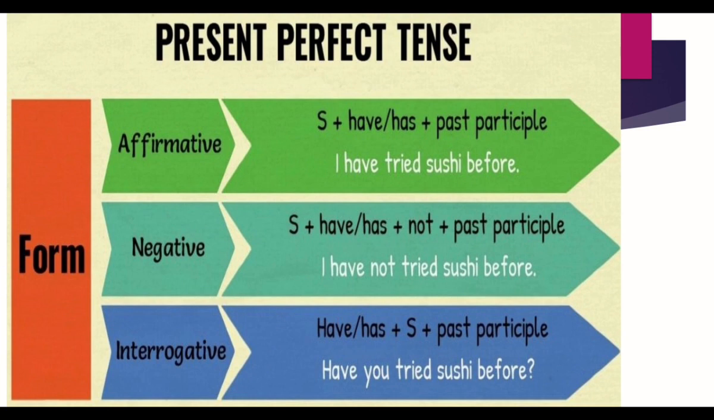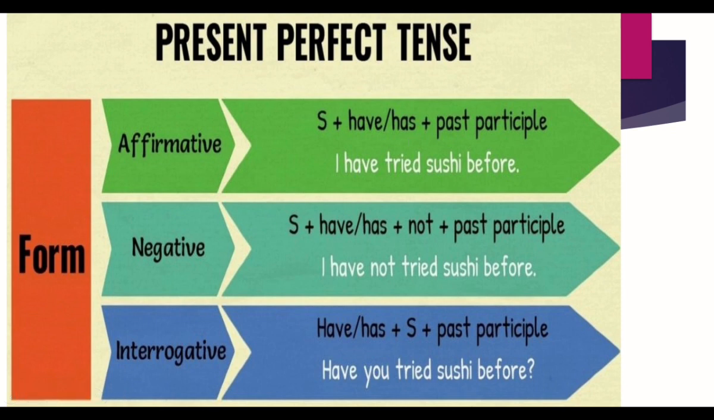We use the present perfect tense, as we have read in our course book, to link between past actions and the present ones. The form of the present perfect, in the affirmative form, we use subject plus have or has plus past participle. I have tried sushi before. Past participle here is verb 3. We use have with I, we, you, and they. We use has with he, she, and it.